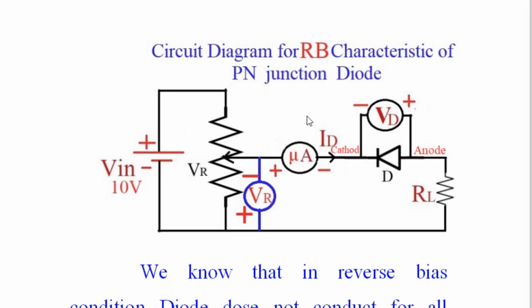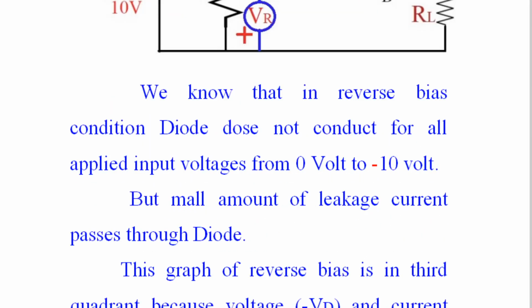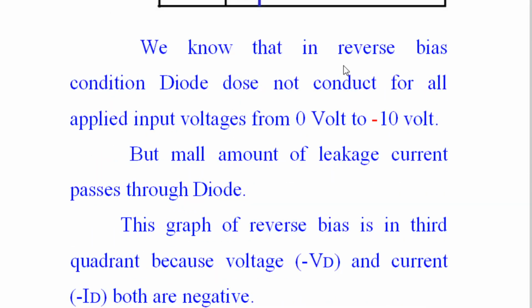and whatever I explained here just 5 minutes before, that entire thing is explained in detail in the next slides. So here we know that in reverse bias condition, the diode does not conduct for all applied input voltages from 0 volt to minus 10 volt.